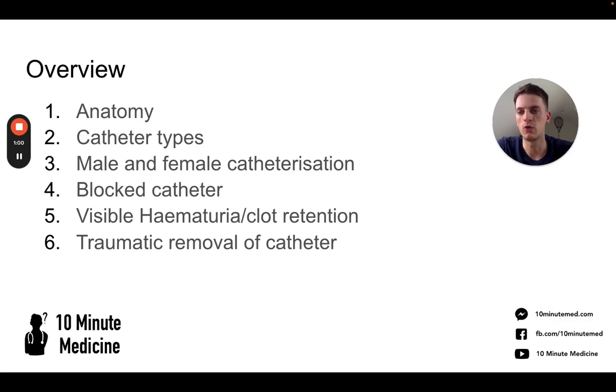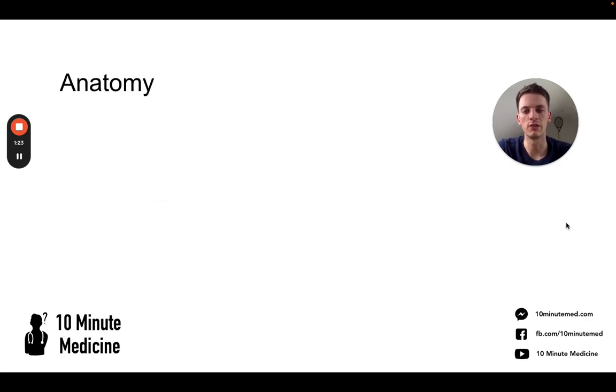A quick overview of what we're going to cover: some brief anatomy, some different catheter types you can use, the difference between male and female catheterization and some basic tips for those, and then the main troubleshooting of catheter problems that you'd probably be aware of from your on-calls. So blocked catheter, visible hematuria and clot retention, and traumatic removal of catheter.